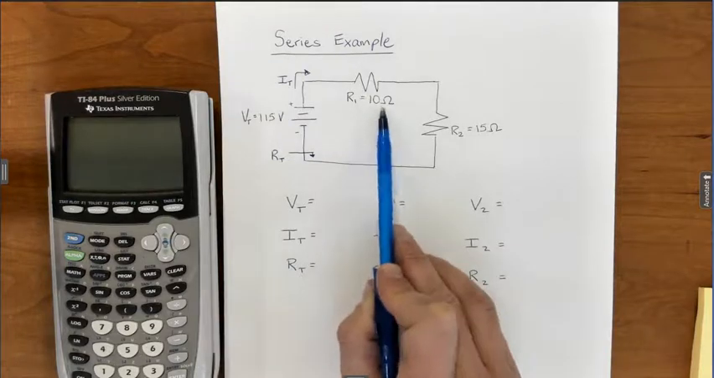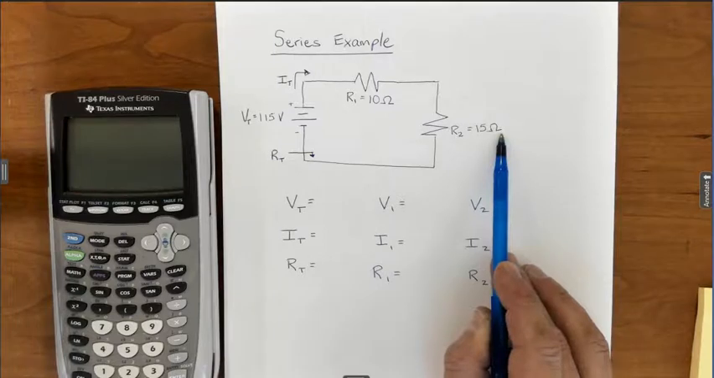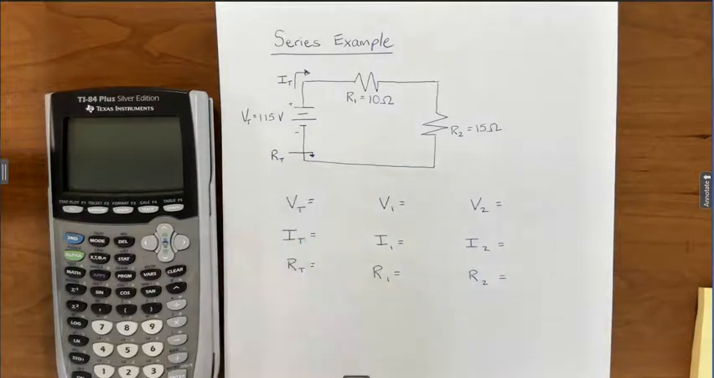The resistance of this resistor is 10 ohms. This resistor has a resistance of 15 ohms. And the total resistance is unknown. The first thing you should do is just fill in what you do know.